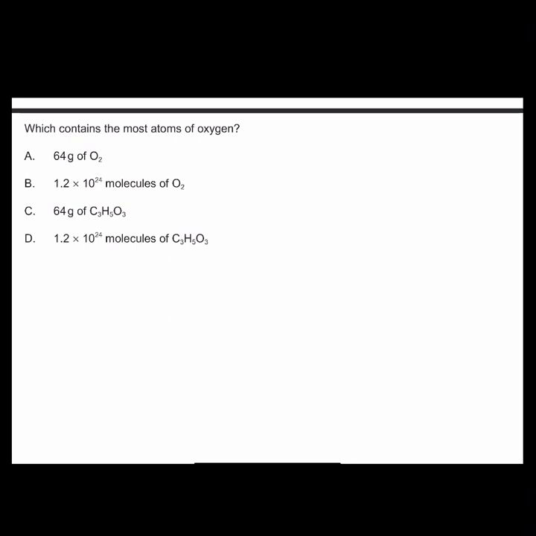Next one: which contains the most atoms of oxygen? We can just find which one contains the most moles of oxygen, and that will be the answer. In this first case, the moles of O2 would be 64 divided by how much? 16 times 2, that is 2, right? So moles of oxygen atoms would be 2 times the moles of O2, because each mole of O2 contains 2 atoms of oxygen. 2 times 2, that is 4. In the first case, it's 4.